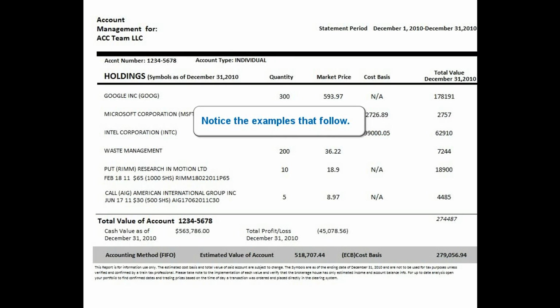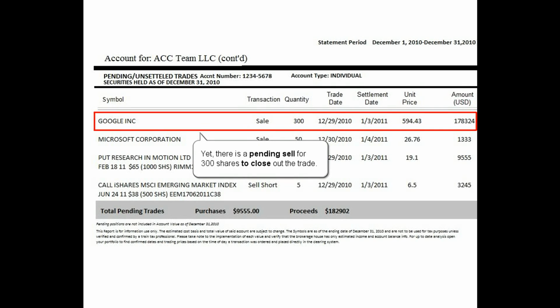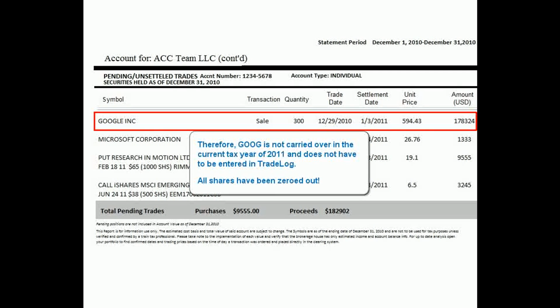Notice the examples that follow. 300 shares of Google are being held at the end of the year. Yet there is a pending sell for 300 shares to close out the trade. Therefore, Google is not carried over in the current tax year of 2011 and does not have to be entered in TradeLog. All shares have been zeroed out.